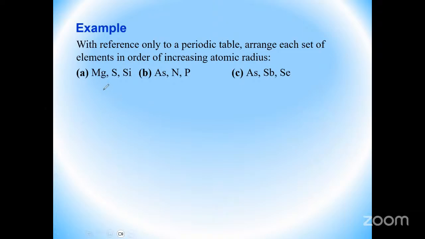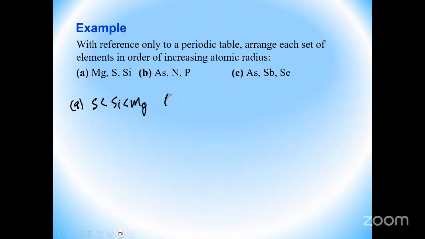Which of these would you expect to be the smallest? Based on what I see here in the periodic table, magnesium, sulfur, and silicon are all in the same period. And what did we say about elements in the same period? As you go from left to right, the atomic size decreases. So of these 3 elements, which would you expect to be the smallest in terms of atomic size? Sulfur, exactly, because sulfur is to the extreme right, followed by silicon, and then magnesium. Okay, very good.